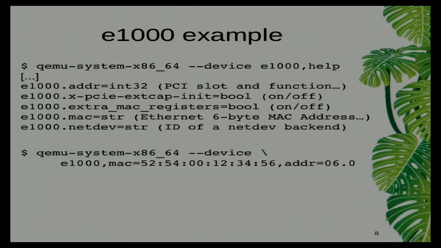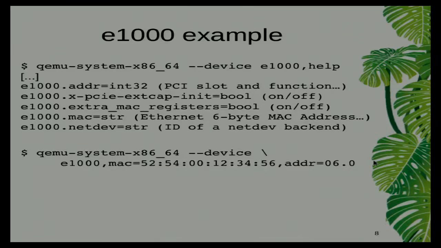So here's an example for the e1000. The e1000 is a network card. And I run QEMU with -device e1000,help, and I get a nice list of parameters that I can use to configure the network card here. So, for example, a PCI slot address, or I can set the MAC address of the network card. And once I've picked the parameters that I want to set, I can run QEMU with -device e1000,mac=the MAC address,addr=the PCI slot and function.